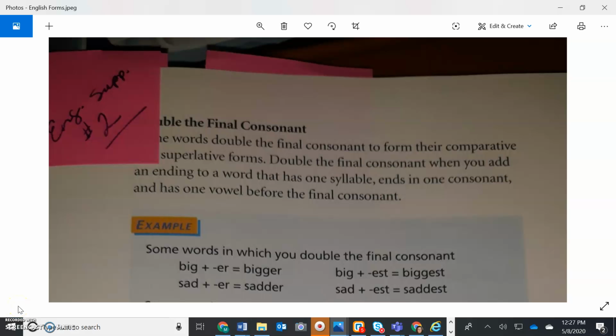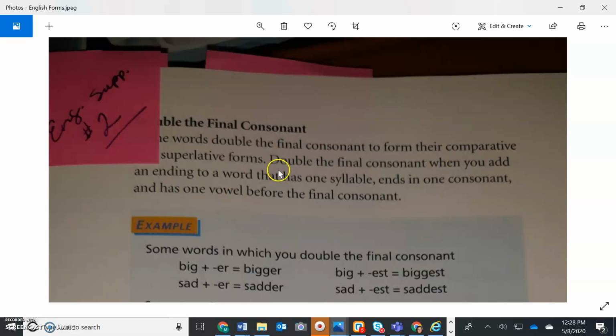Hello, please write at the top of your paper English Supplement 2. English, or you could write ENG period, SUPP period, number 2, just like Miss Flores did. Okay, now what we're going to do is look at doubling the final consonant. We're going to look at what's called comparative and superlative form.